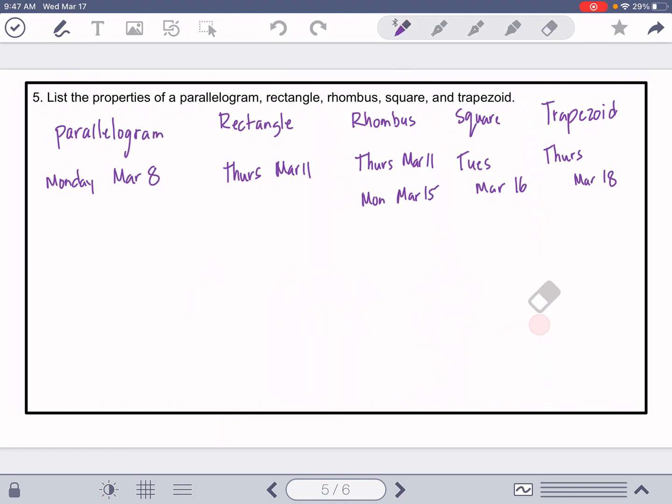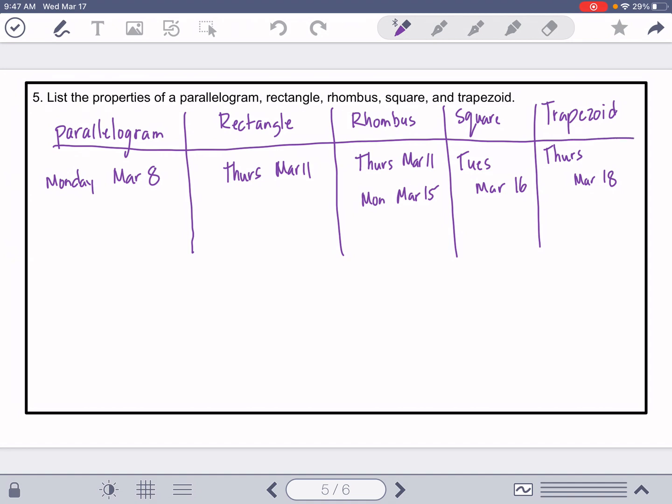These dates are going to give you those properties where it tells you if the diagonals are congruent, if the diagonals bisect the angles, if the diagonals form perpendiculars, if the opposite sides are parallel, if the opposite sides are congruent. That's where you're going to find all of those different properties to be able to list those all out.